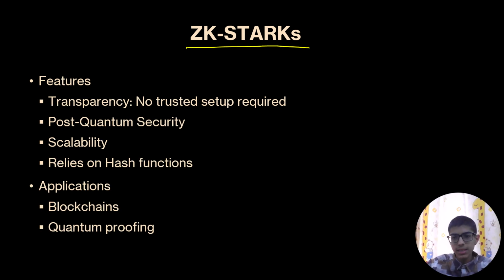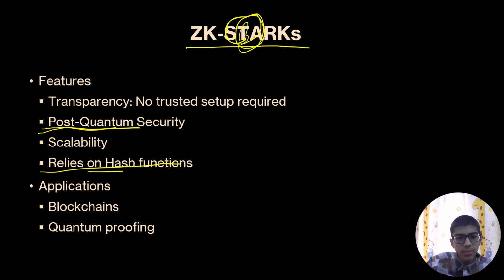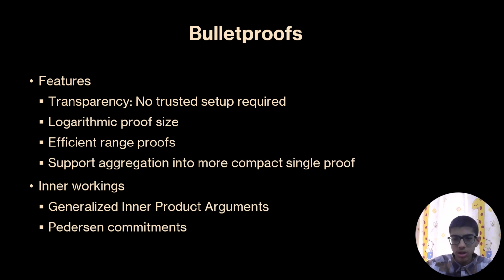Others are ZK-STARKs. They are transparent, as you can see here, and they require no trusted setup. So instead of publicly verifiable randomness, they require no such random element. They are said to have post-quantum security, or even after the advent of quantum technology, they are believed to remain secure. And most importantly, they rely on hash functions. They are used in blockchains and quantum proofing.